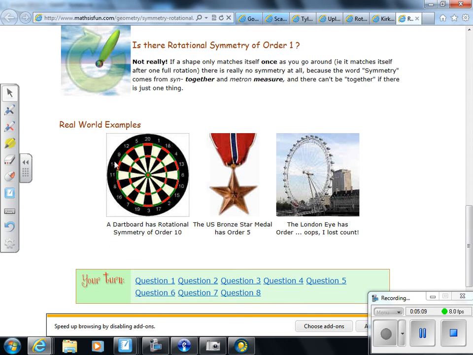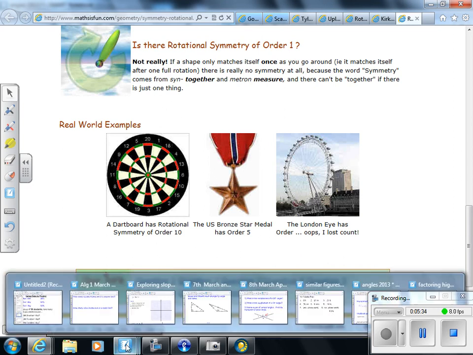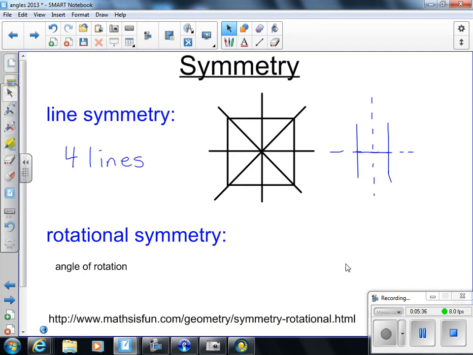Okay, here's some other examples. This has rotational symmetry. My goodness, let's see, 1, 2, 3, 4, 5, at least 5 that you could rotate it. Does this have rotational symmetry? Oh, it looks like they said order of 10 here. Okay, this has an order of 5. And this one, whew, too many, I lost count. Any questions on rotational symmetry? So in rotational symmetry, you keep track of the angles of rotation.